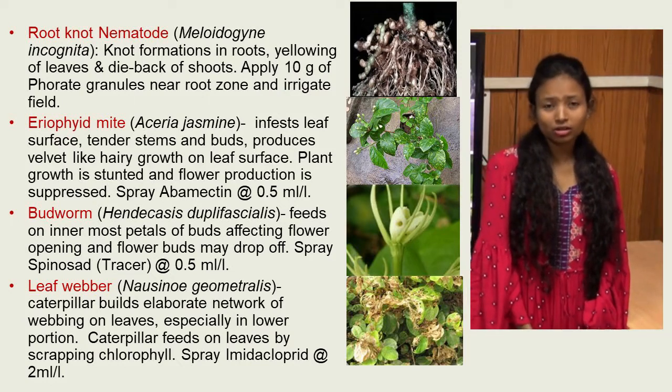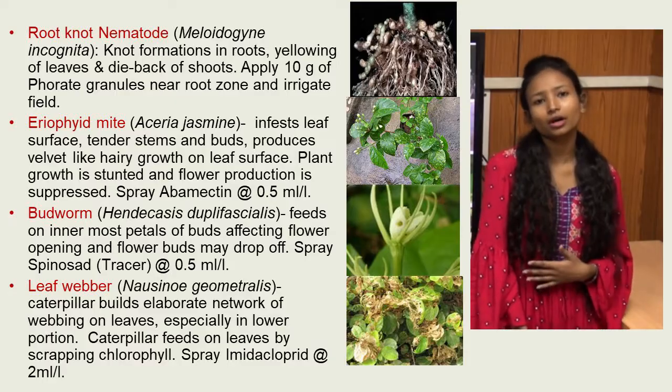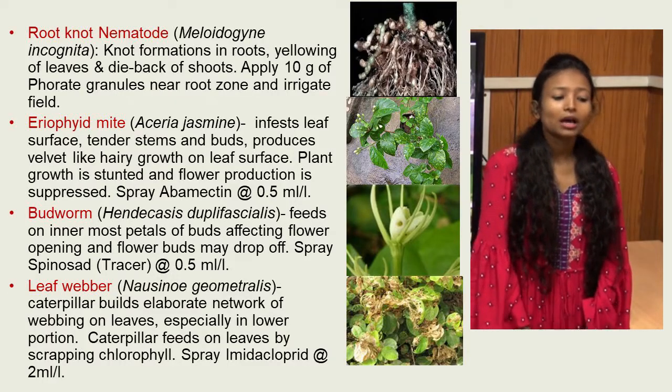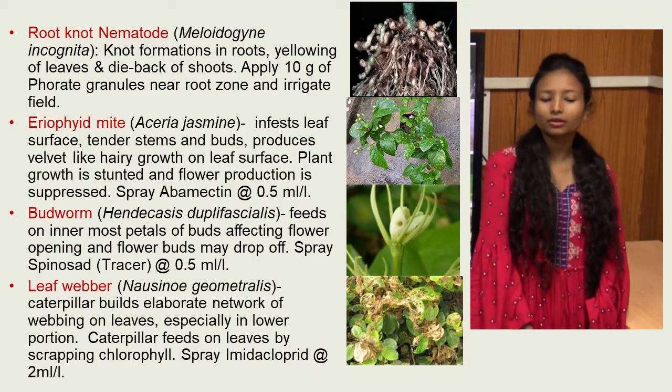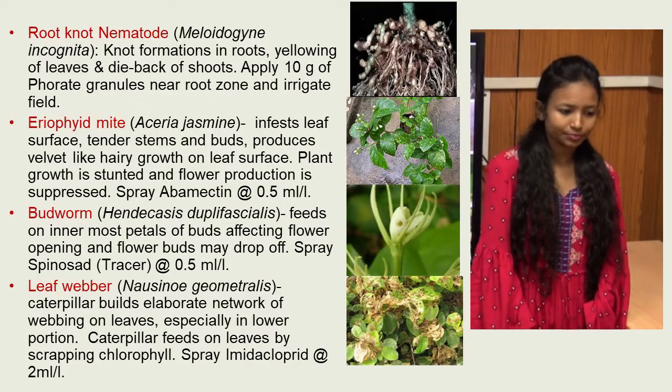Third is the budworm. This mainly feeds on the unopened buds, and it affects the opening of the buds as well as the overall production of the flowers. Budworm can be controlled by the spray of spinosad, also known by its trade name Tracer, at the rate of 0.5 ml per liter.